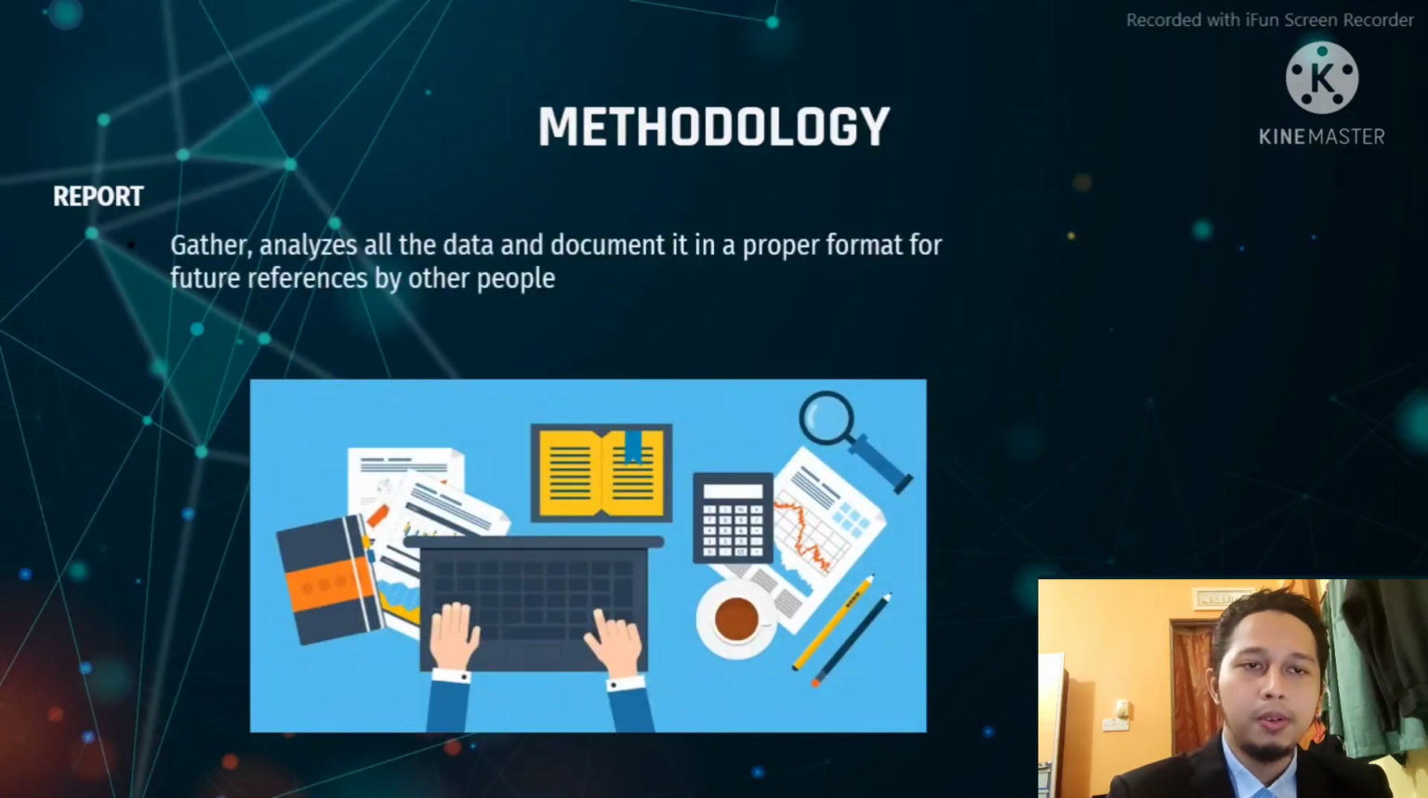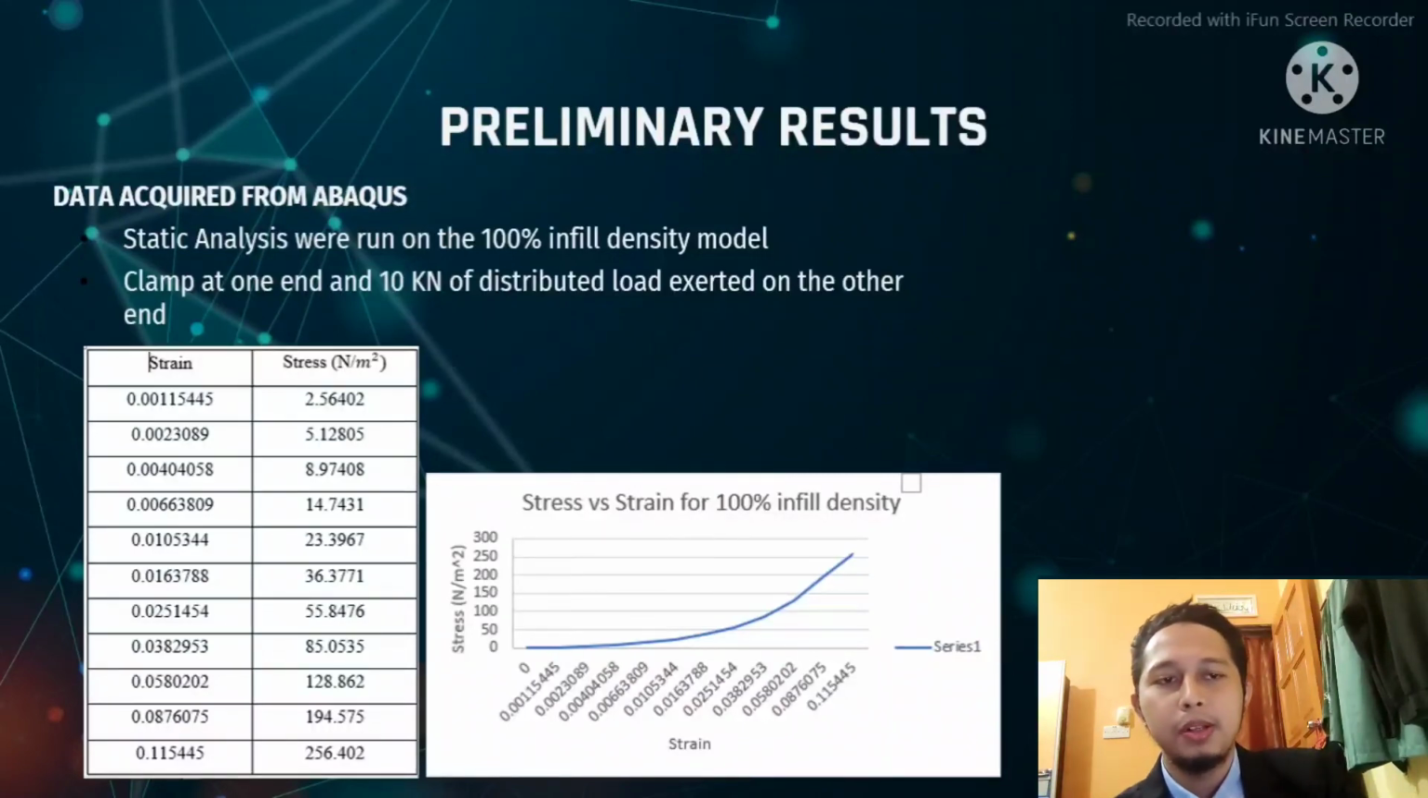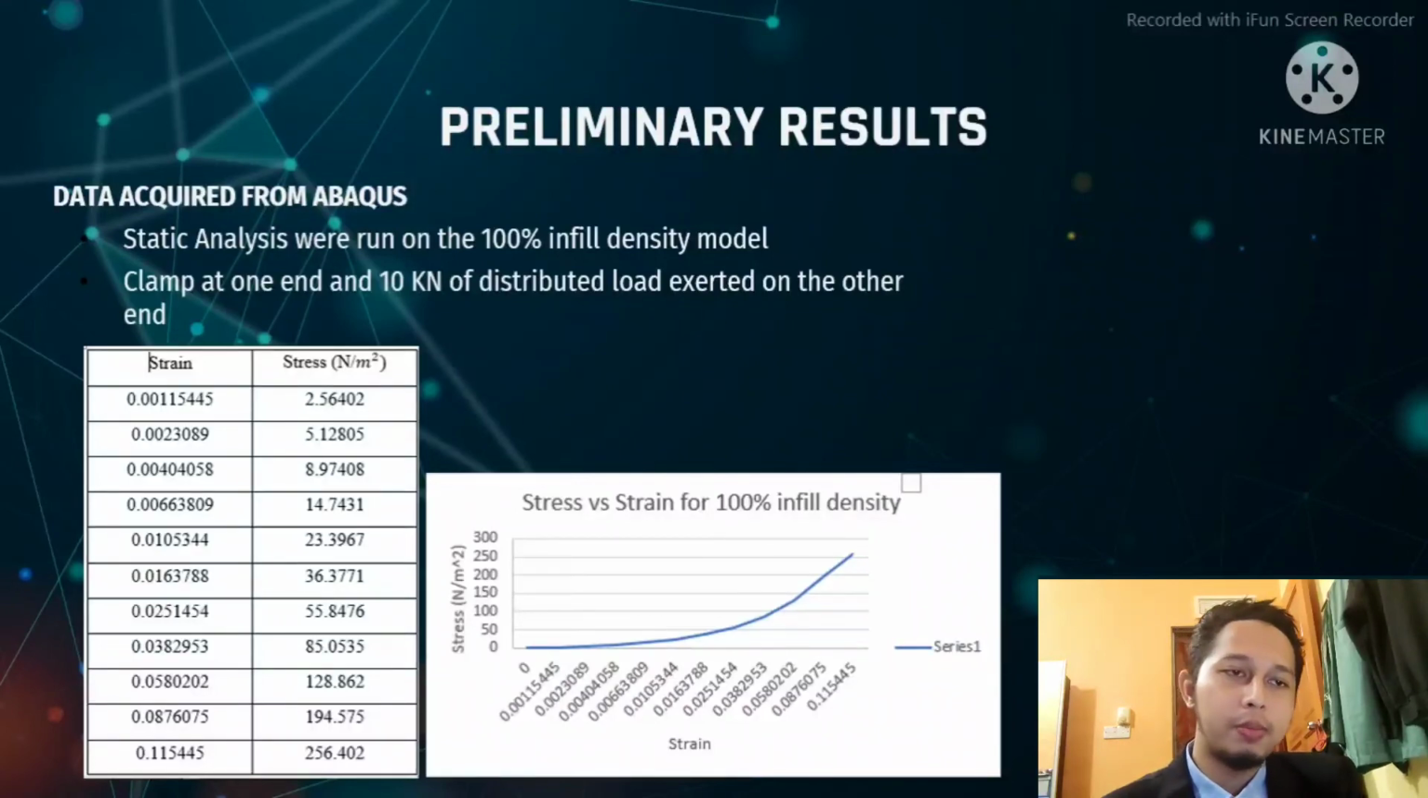For the preliminary results, these are the data acquired from Abaqus of the static analysis that was run on a 100% infill density model. The model had been clamped at one end and a distributed load of 10 kN was exerted at the other end. The table is the raw data that has been acquired from Abaqus.